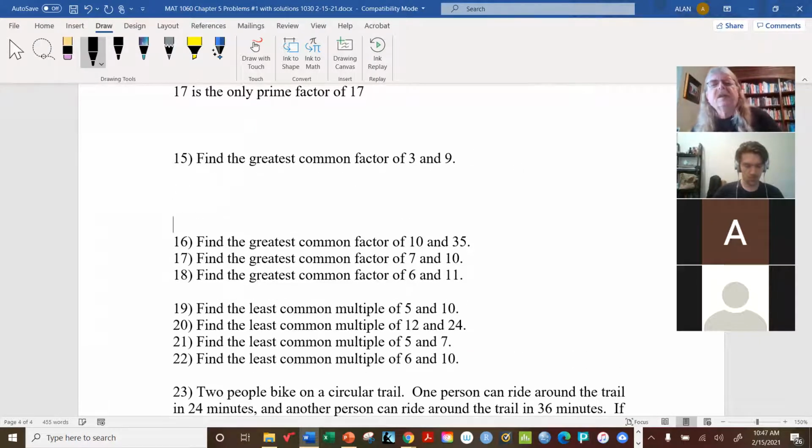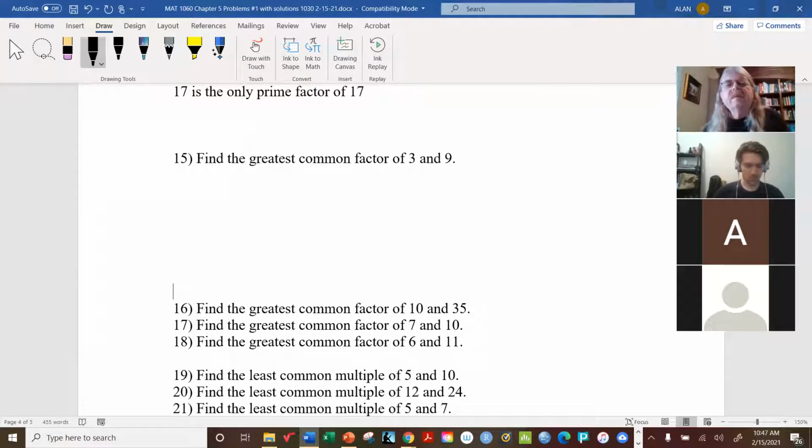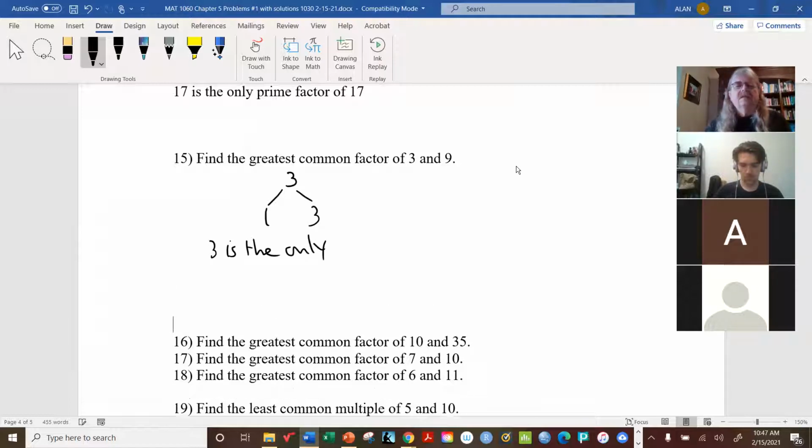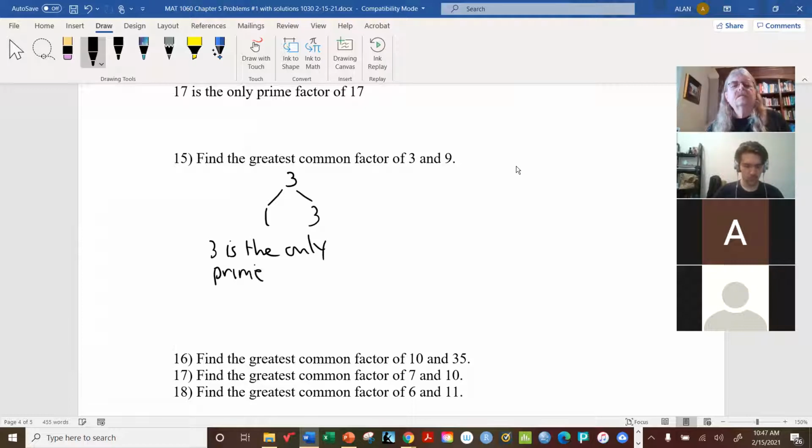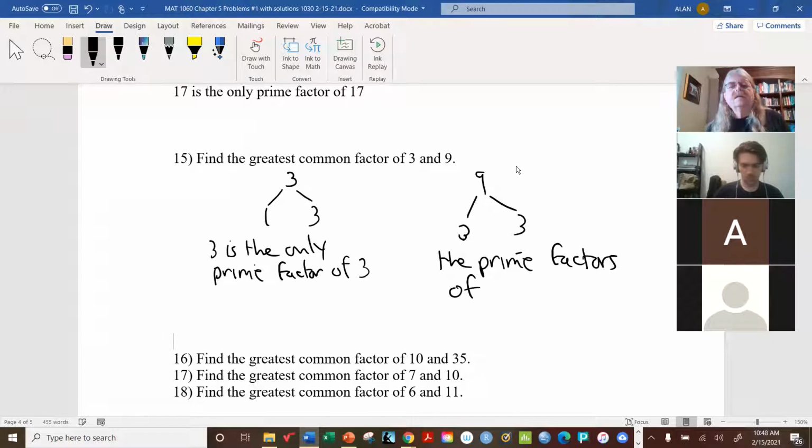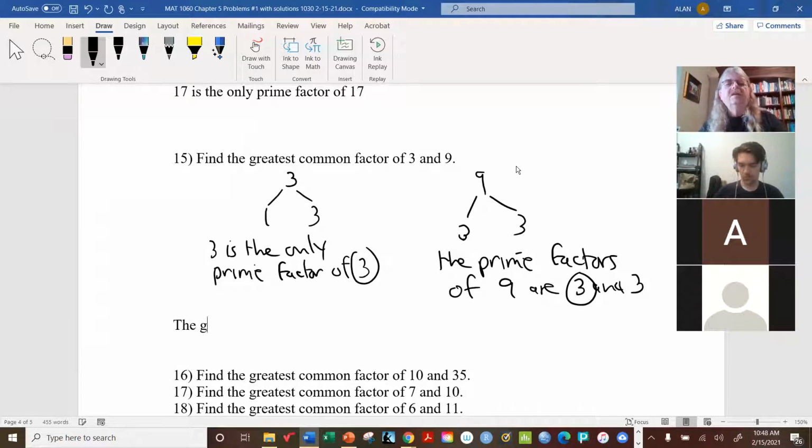All right, now with these greatest common factors, you might recall that in these cases, one way we can obtain them is to get to the prime factorization of each number and see what they have in common. So 3 is a prime number. So 3 is the only prime factor of 3. Whereas with 9, we have 3 and 3. So the prime factors of 9 are 3 and 3. So they only have one in common, which is the 3, which means that the greatest common factor of 3 and 9 is 3.